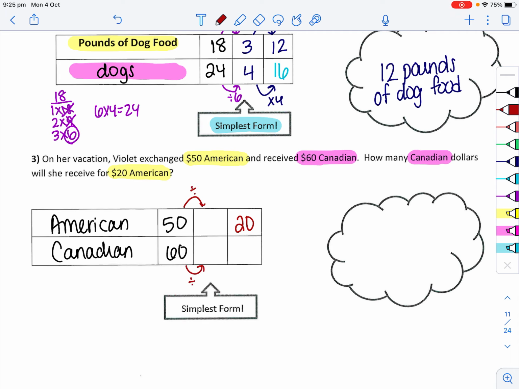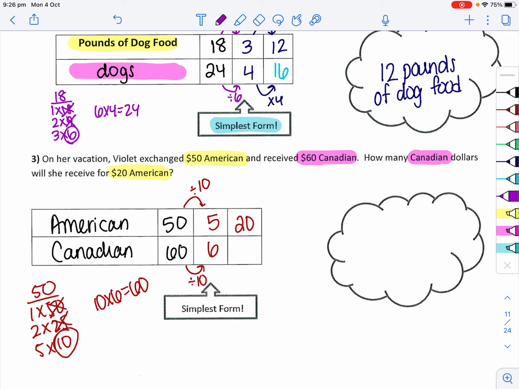50 and 60, so 1 times 50, 2 times 25, and 5 times 10. 50 doesn't go into 60, 25 doesn't go into 60, but 10 does. 10 times 6 is 60. So I'm going to divide by 10, and I get 5 over 6. And now I can go from 5 to 20 by multiplying by 4. So 6 times 4 is 24 Canadian.